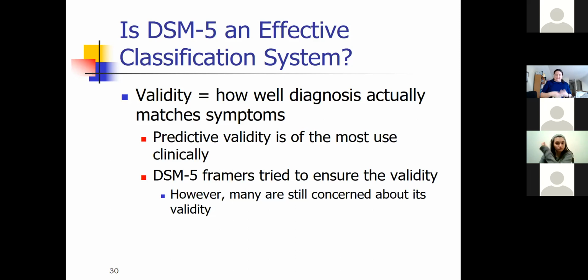Predictive validity is of the most use clinically. So if I give this client this diagnosis, what does it mean for how I treat them and how much that treatment will help them, for example? The DSM-5 framers also tried to ensure the validity of this edition by conducting extensive literature reviews and also running their own field studies. However, many are still concerned about its validity.